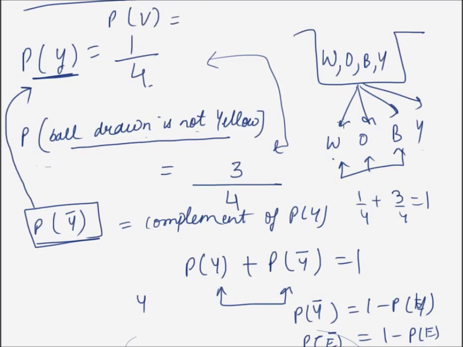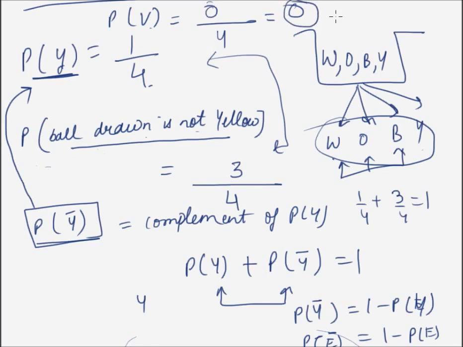Now, from all these outcomes, we don't have any outcome favorable to this violet color. Therefore, the numerator will be 0. Total number of possible outcomes will be 4. Thus, we will get probability that the ball drawn is violet as 0. So, at the worst possible case, we can get this value as 0.